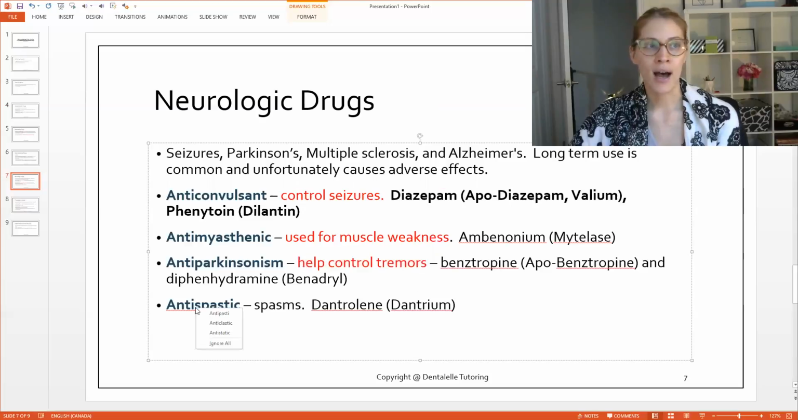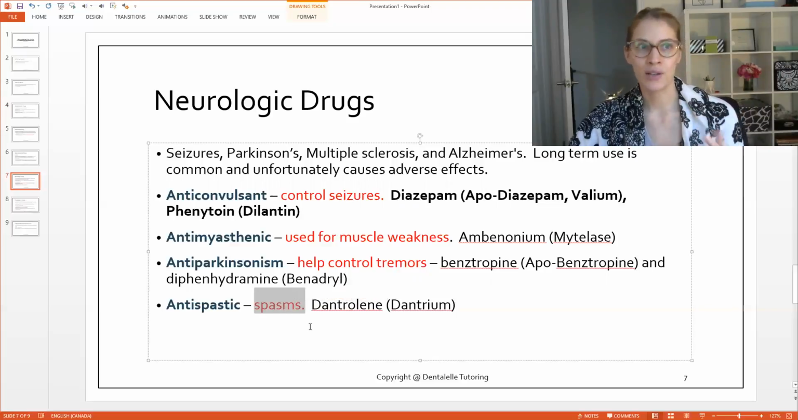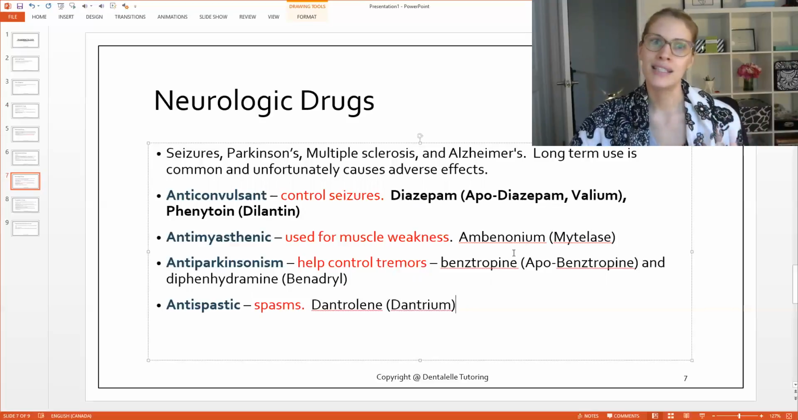And then the antispastic, I hope I spelled that right, antispastic. So they help to control spasms. So different types for different areas under different categories. But notice all of the medications are something different. So you have to know all of this, especially for the board exam.